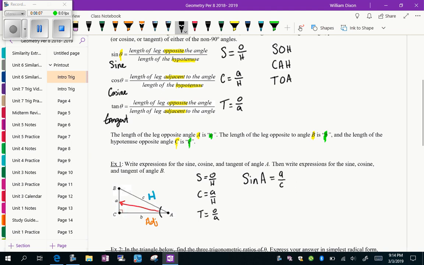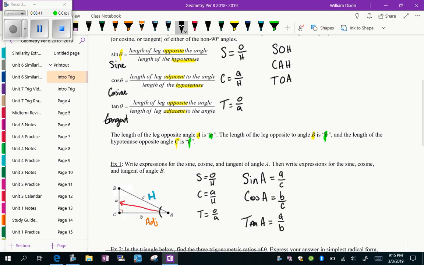And then the next is my cosine. The cosine of A is going to equal my adjacent, which is B, over my hypotenuse, which again is C. The last one is my tangent. My tangent of A is going to equal my opposite, which is A, over my adjacent, which is B.